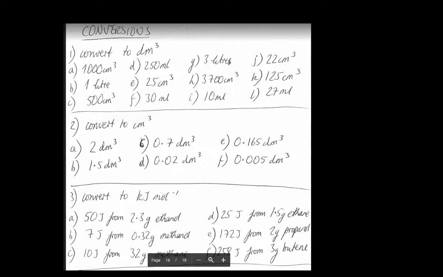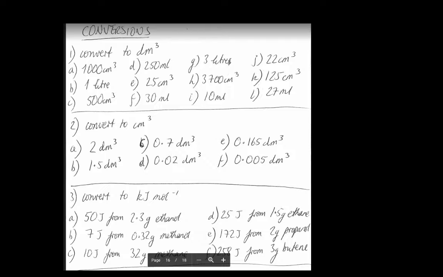So a decimetre cubed is the equivalent to 1,000 centimetres cubed. Now 1,000 centimetres cubed is also equivalent to 1 litre, but here we're just going between decimetres cubed and either centimetres cubed or litres and mils. So it should be fairly simple. Now starting with the first one there, 1,000 centimetres cubed.